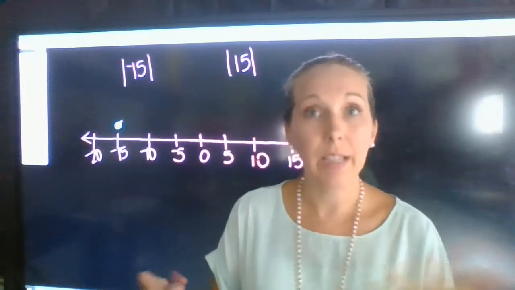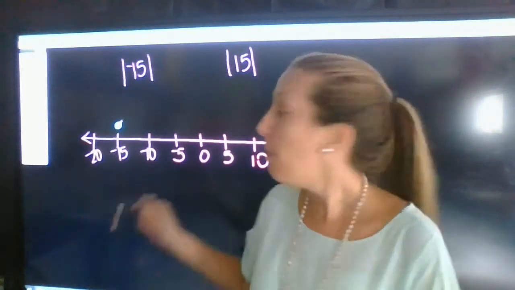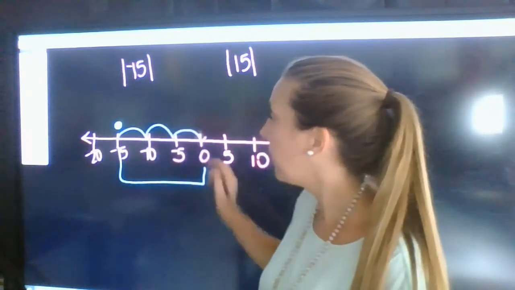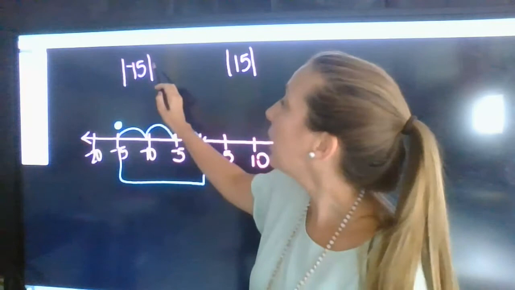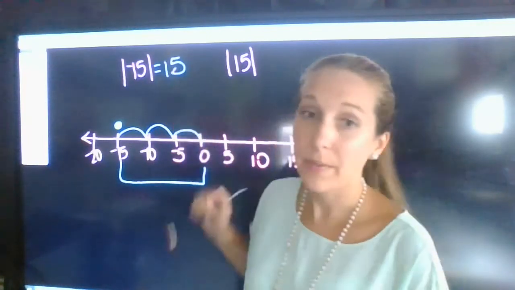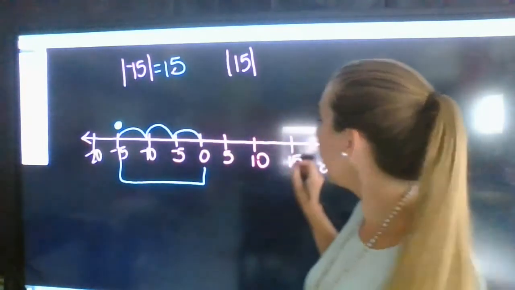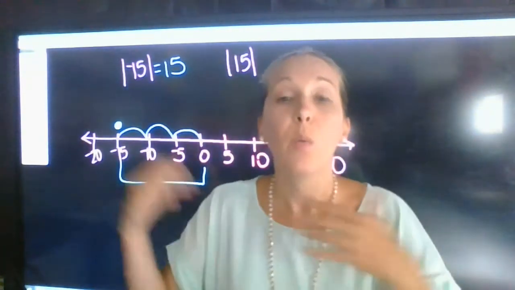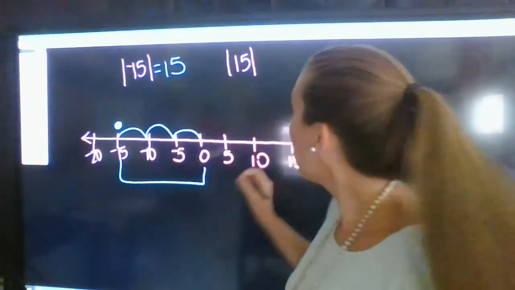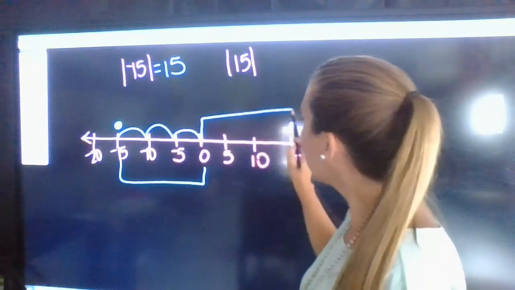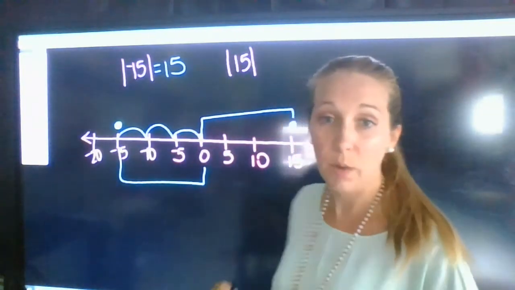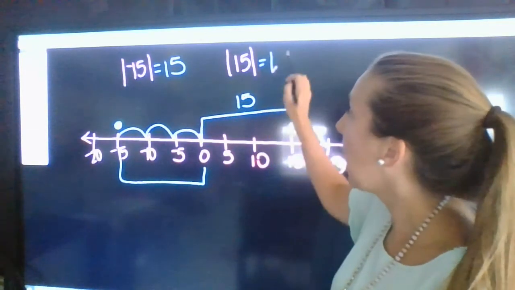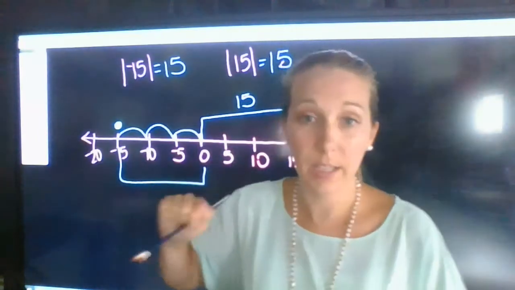It's 15 because if it wasn't, it would be called another number. But we can always go and count by 5s and say 5, 10, 15. So the absolute value of negative 15 is 15. Then we have 15 itself, the positive 15. It is on the right side of 0. So we're going to go over here and we're going to count 15 spaces to the right of 0. So we have a positive 15. That is our absolute value in this situation.